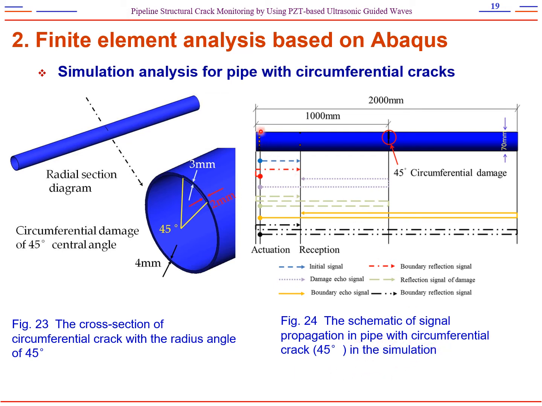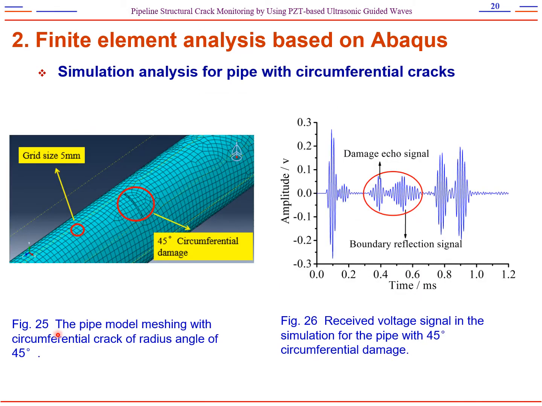And this is the schematic of signal propagation in the pipe with circumferential crack in the simulation. These are PZT actuators, and these are sensors, and there is an artificial crack here. And this is the pipe model meshing with circumferential crack of a radius angle of 45 degrees, and here is the crack, and the grid size is 5 millimeters.